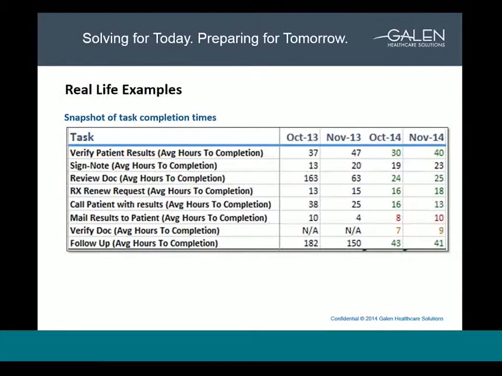This next slide shows a snapshot of the average hours to completion for the defined tasks. For example, we can see that the call patient with results averaged 38 hours in 2013 versus 13 hours in 2014.